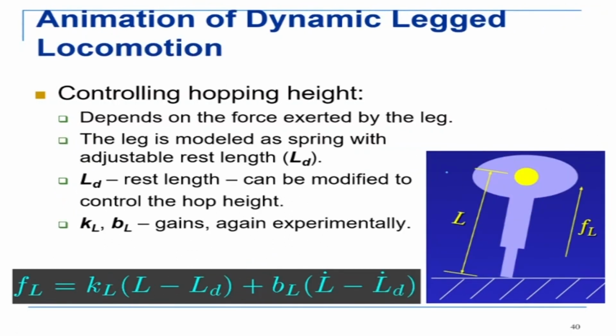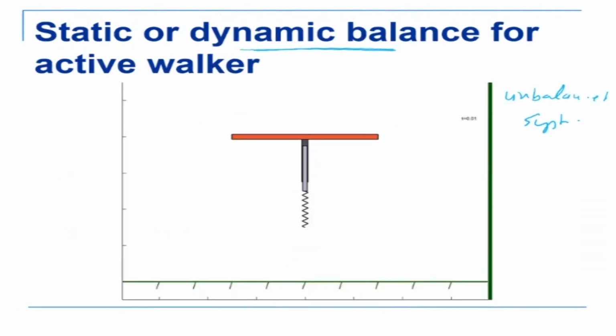The second is the amount of extension, which is L. I can control this by looking at FL, the force, by controlling the hopping height. So I can control the hopping height by using FL equal to this equation, which is also a PD controller. So this is my P part, and this is my D part. By controlling both of these, I can control how this is hopping along. This is basically called a hopping robot.